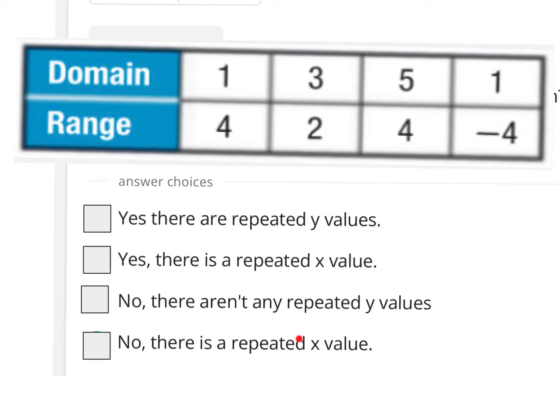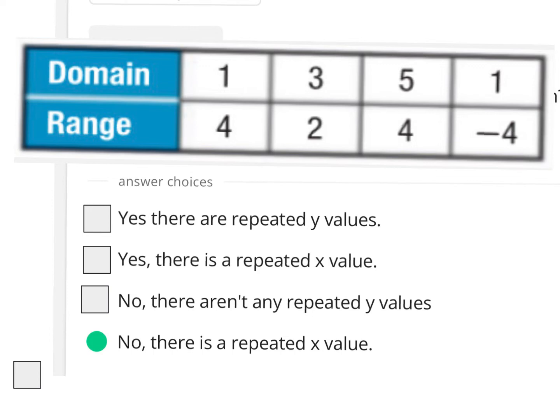Why is it not? Because there's a repeated X value? That's the truth. Or is it no because there aren't any repeated Y values? That's strange, right? It's no, there is a repeated X value. See, if you plug in a number and you get out an answer, and you plug in that same number and get out a different answer, then that's not a function. So you would say no, there is a repeated X value, okay?